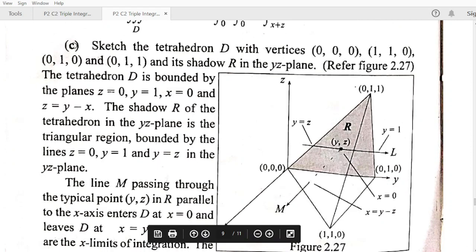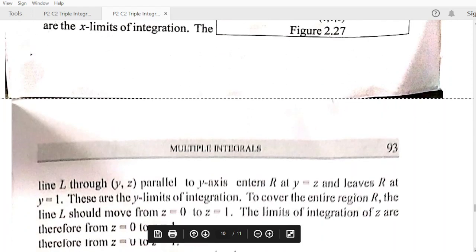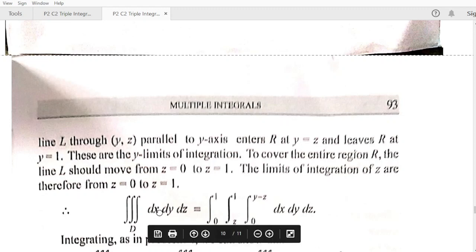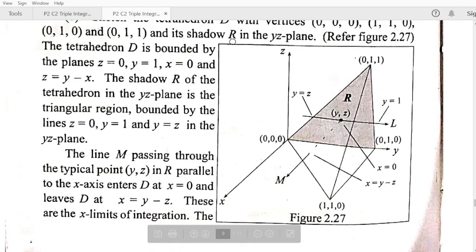So next is part C. In part C, our order of integration is of the form dx dy dz. So again, our region is the same. So first we have to find the limit of x.